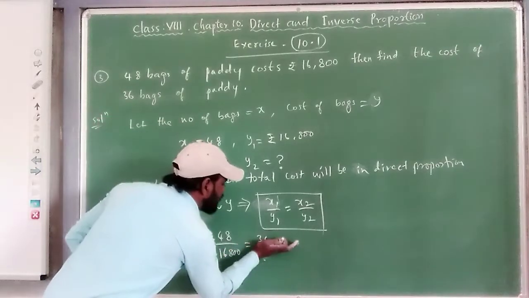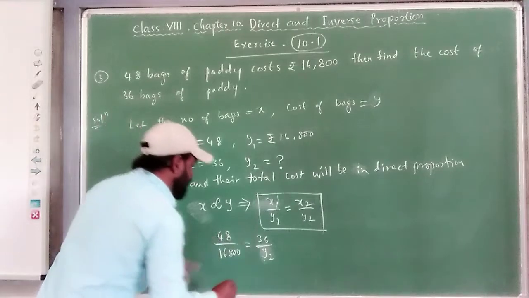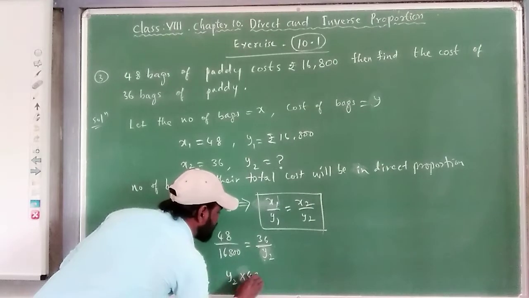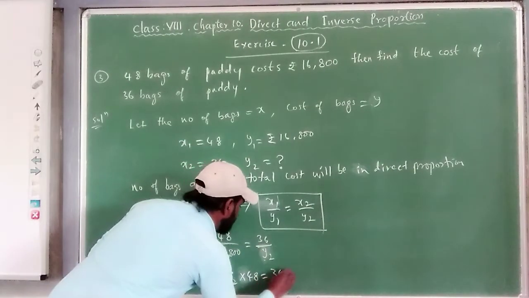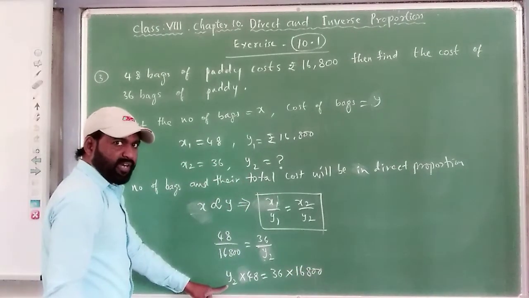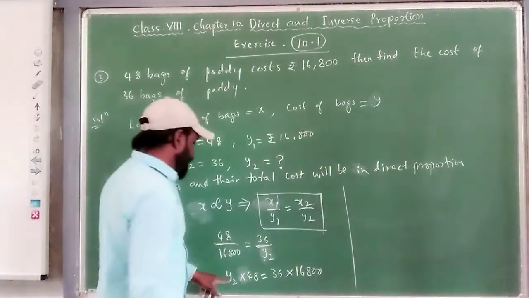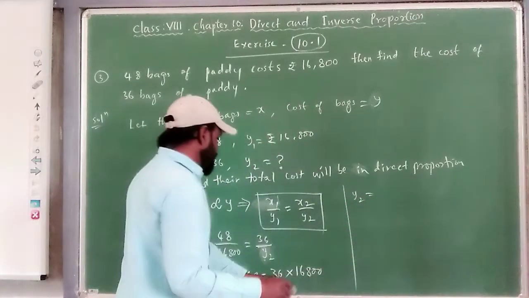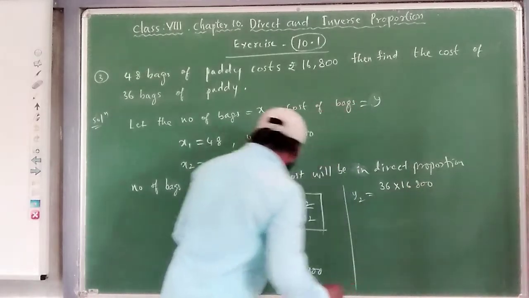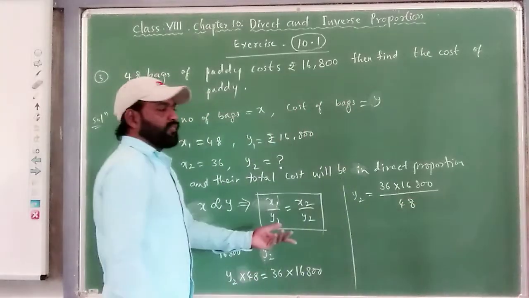So let's do the simplification in order to find this Y2 value. Y2 into 48, we are doing a cross multiplication here, so 36 into 16,800. What is the Y2 value actually? The cost of 36 bags of paddy. So Y2 you keep on the left side as it is. On the right side, 36 into 16,800, and this 48 will come in the place of the denominator. So go for simplification.